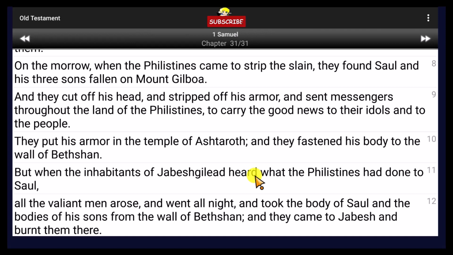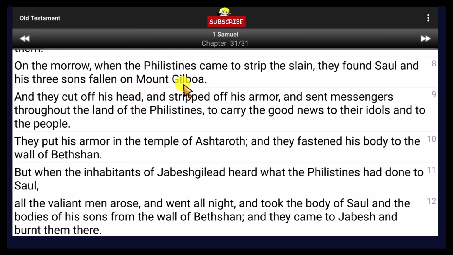Verse 8. On the morrow, so that's the next day, when the Philistines came to strip the slain, they found Saul and his 3 sons fallen on Mount Gilboa. So they can ask you in the objective questions, where was Saul killed and his 3 sons, or which among these places was Saul and his 3 sons killed? They were killed on Mount Gilboa.